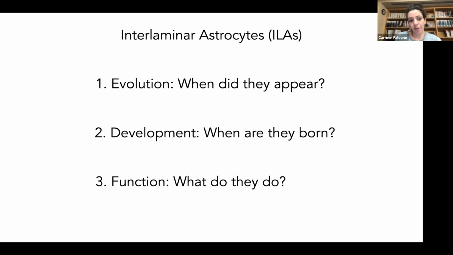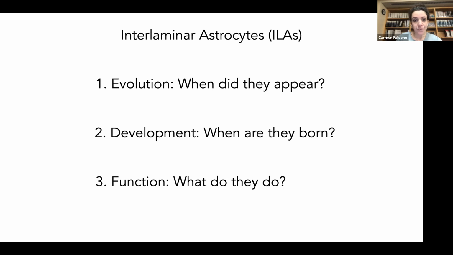So these were the three main questions that we really wanted to address at the beginning of my project. First of all, we wanted to know more about their evolution. So like I was anticipating before, when did they appear during evolution? Is it true that they are present only in primates or not? And then, as I have a background in developmental neurobiology, I was really interested in their developmental origin: how they are born, what their cell of origin is, and when they are born during development, prenatally or postnatally, for instance. And finally, what do they do?